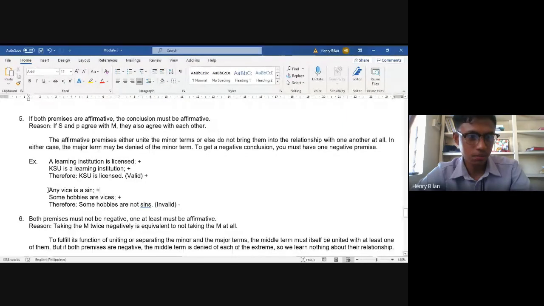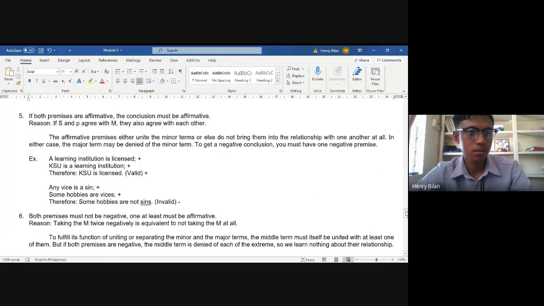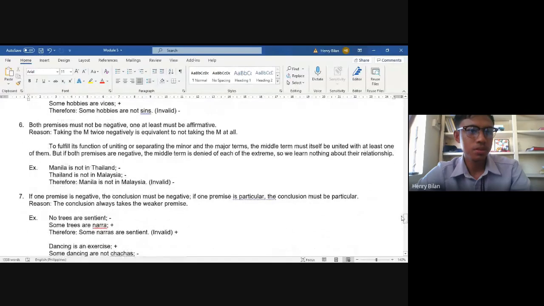Kaya dito sa halimbawa na ito, any vice is a sin. Some hobbies are vices. Therefore, some hobbies are not sins. It doesn't make sense. Or mali yung ating conclusion na dyan. Number 6. Both premises must not be negative. At least one must be affirmative.